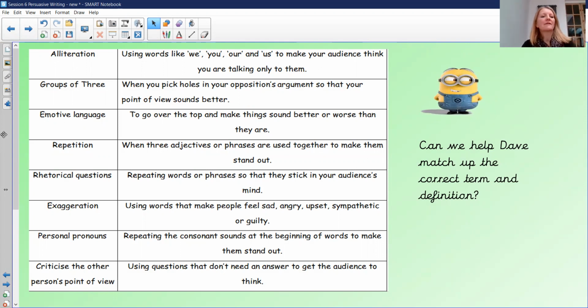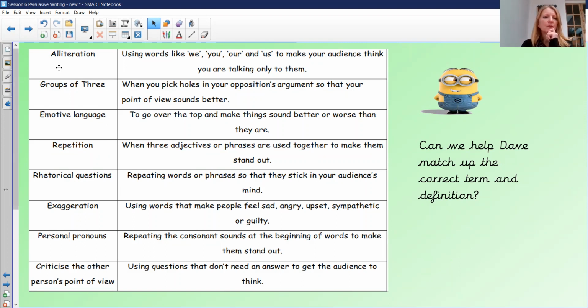So down the left-hand side here, we have got some of the features of a persuasive piece of writing. Okay, you're all really familiar with these now, but he has matched them up wrongly. So we've got alliteration. He thinks that's using words like we, you, and our. Obviously, he's got it wrong, I'm afraid. Okay, so can we match them up? Can we get the right term with its definition?